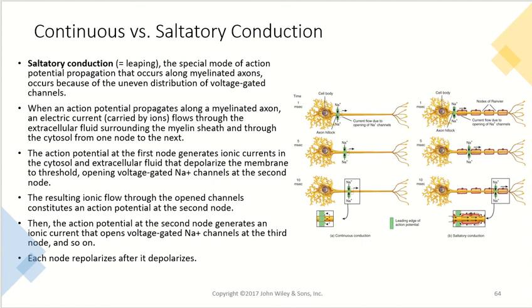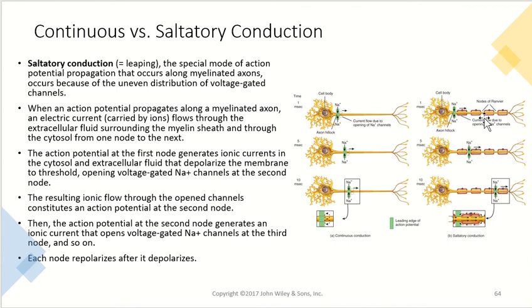So the action potential at the first node is going to generate ionic currents in the cytosol and the extracellular fluid that is going to depolarize the membrane to threshold. And this is going to open the voltage-gated sodium channels at the second node. The result is going to be ionic flow through the opened channels that's going to constitute an action potential at the second node.